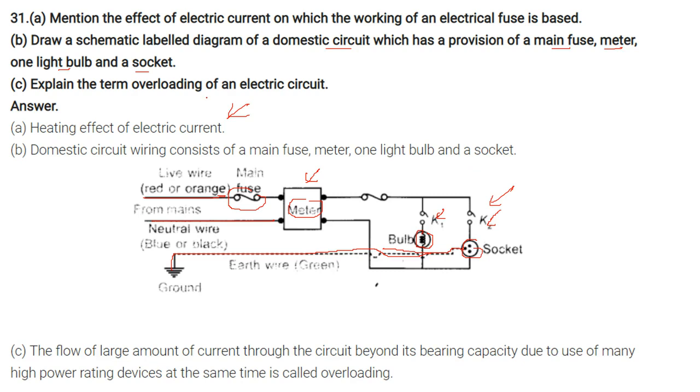Explain the term overloading of electric circuit. The flow of a large amount of current through the circuit beyond its bearing capacity due to use of many high power rating devices at the same time. This is called overloading.